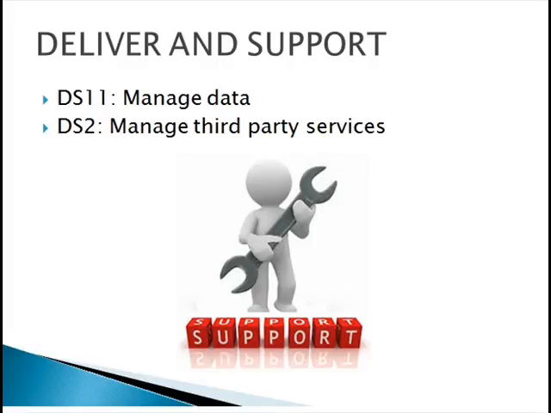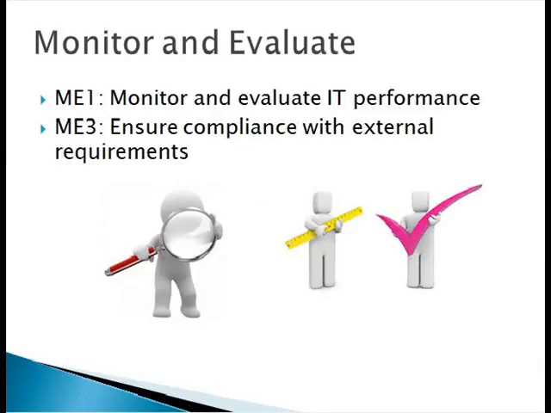Okay, now we are going to talk about monitor and evaluate. For this part of the COBIT cycle, we took two processes, ME1 and ME3. The first, ME1, is about monitor and evaluate IT performance. Now we are going to talk about ME3, which is about ensure compliance with external requirements.